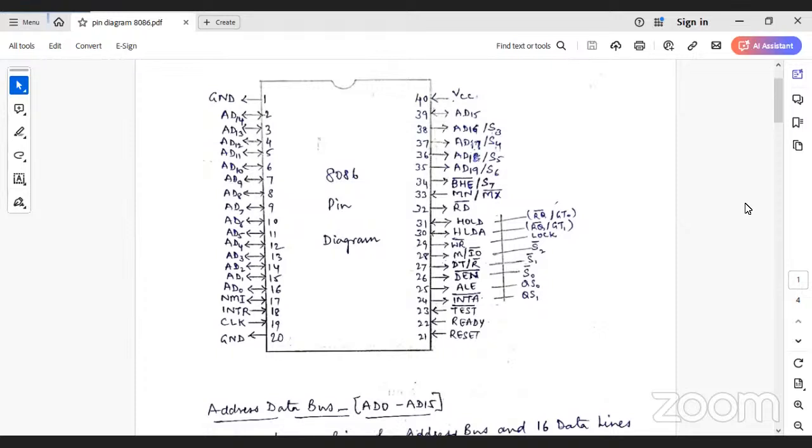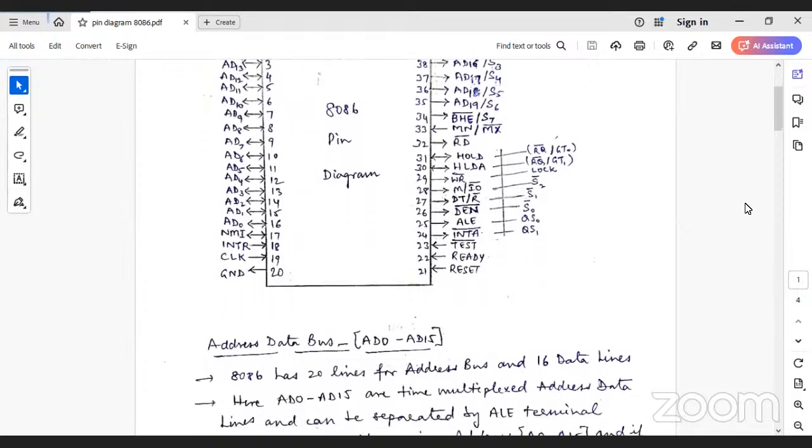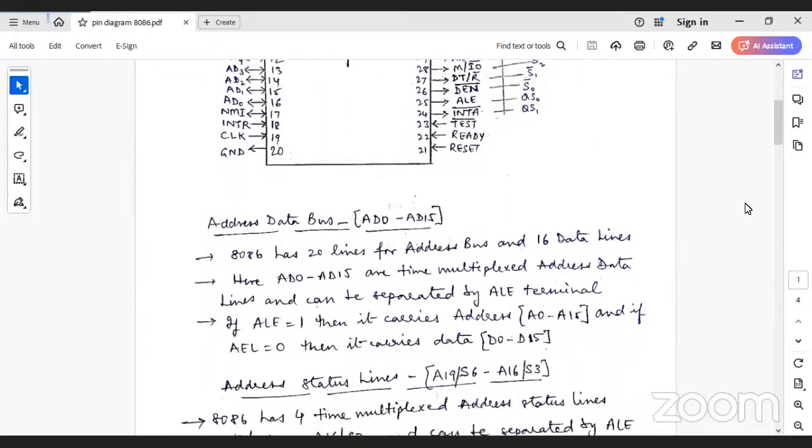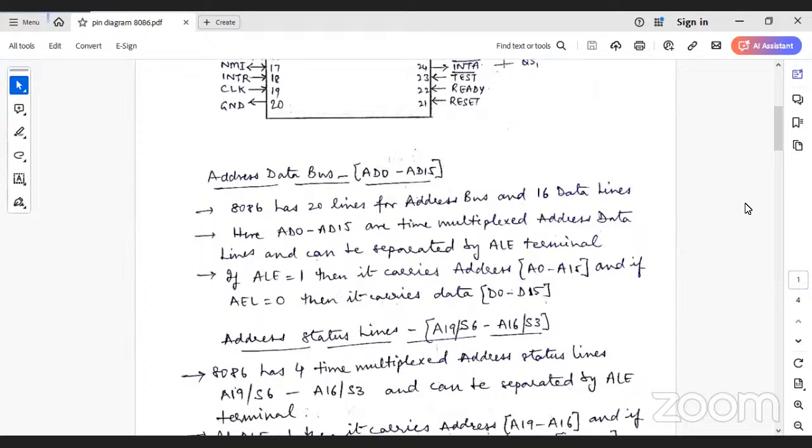the pin number 38, 37, 36, 35, they are AD16 to AD19. Those were the other 4 pins which we are not using for your address bus or the data bus. But we say address bus is 20 lines. The 4 lines are used for some other purposes also. So you can see there AD16/S3, S4, S5, S6, S7, those are status signals.